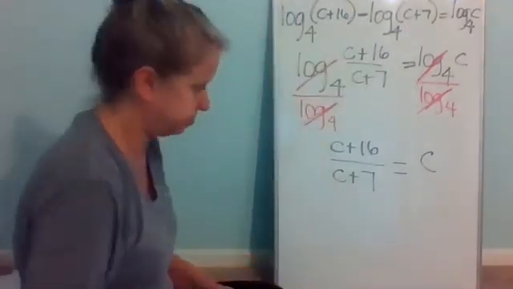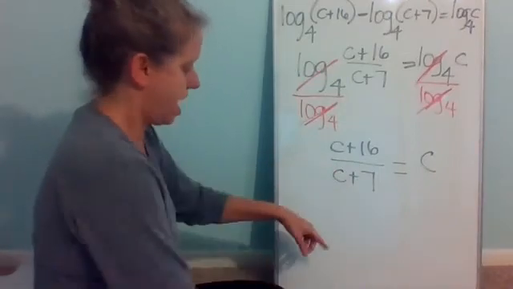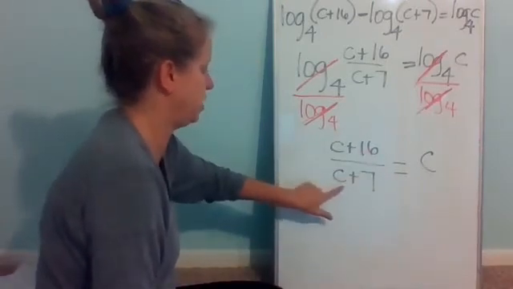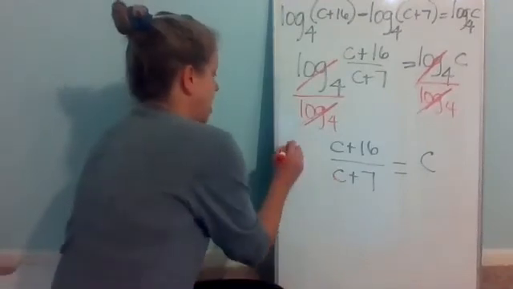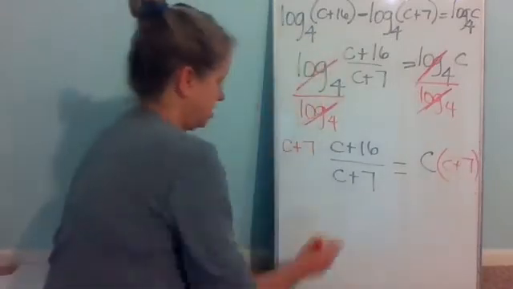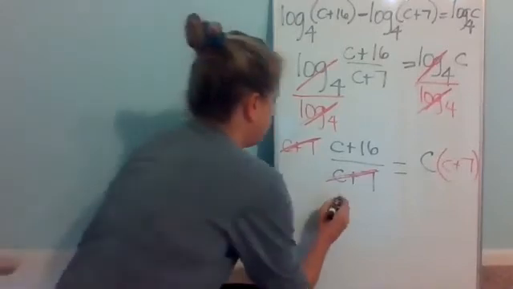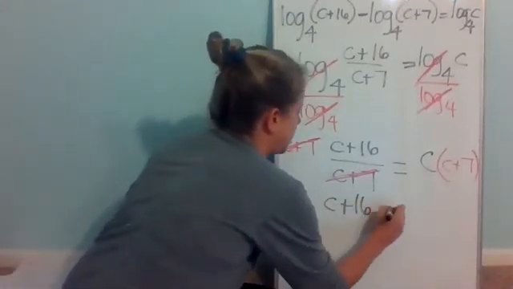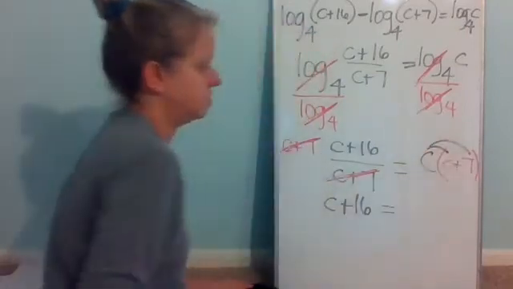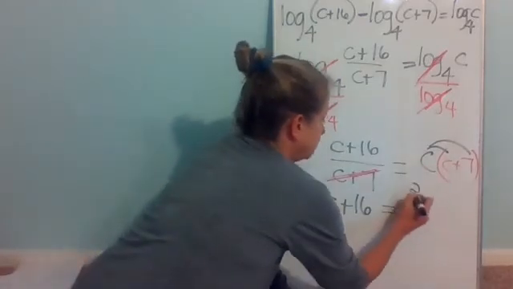So this right here, if I'm solving for c and I have a c in the denominator, I need to cancel this c plus 7 out. I don't like to see fractions with a variable in the denominator. Well, I can just cancel that out by c plus 7, c plus 7. So this c plus 7 cancels that one. All I'm left with here is c plus 16 equals c squared plus 7c.